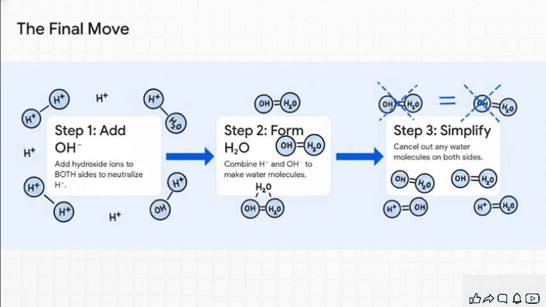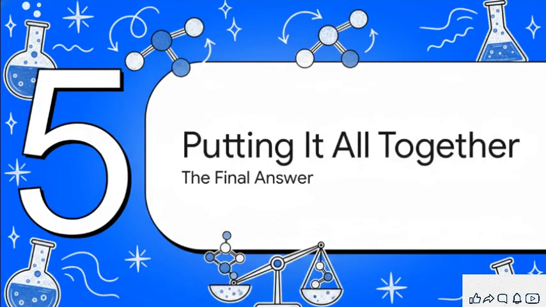The final step is just cleanup. You cancel out any extra water molecules that are on both sides of the equation. It's such a clever move. It neutralizes the acid and the whole thing stays perfectly balanced. And with that final move, we're done. We can now write out our final, completely and correctly balanced equation.